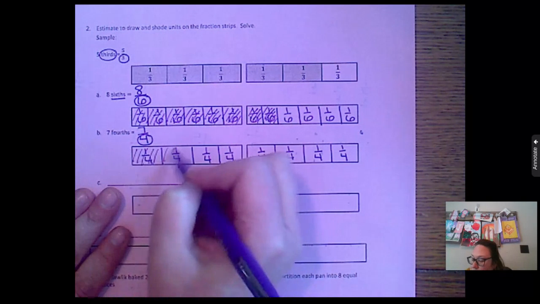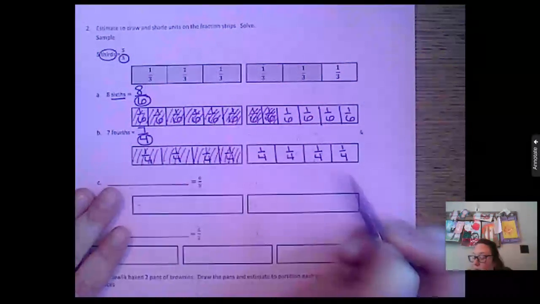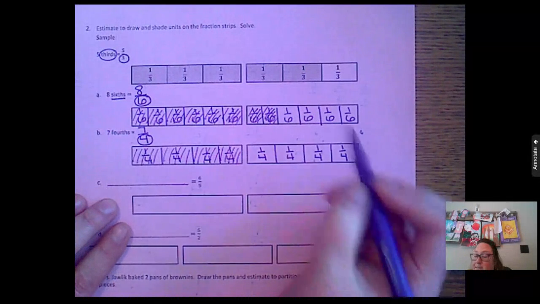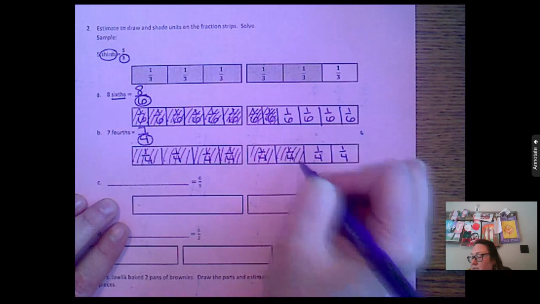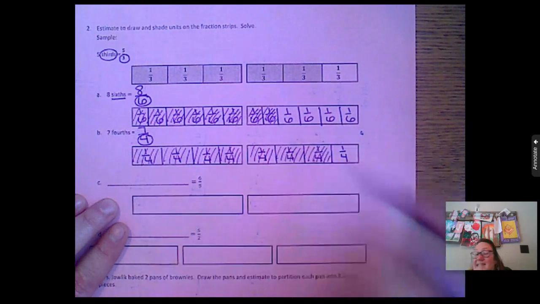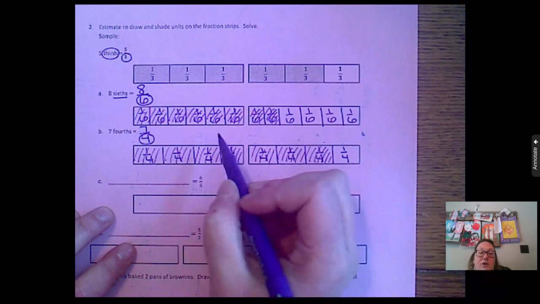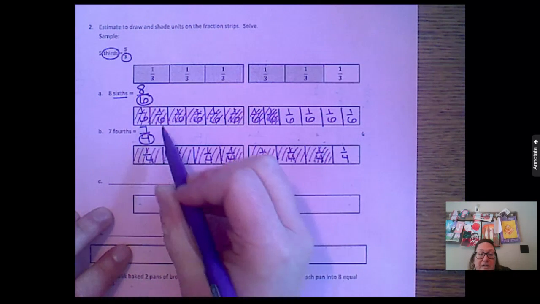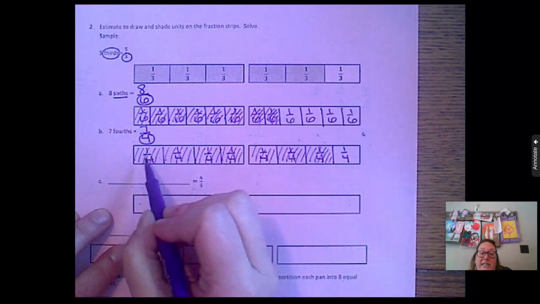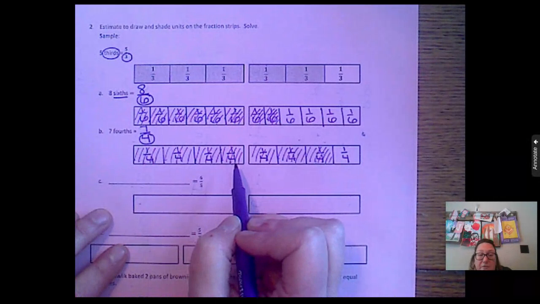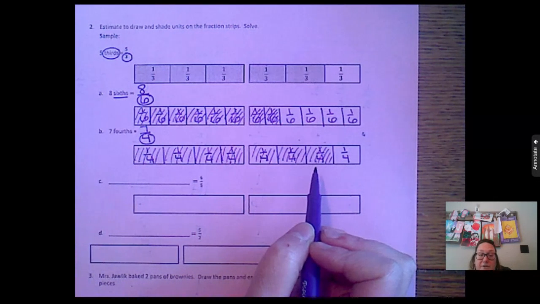So 1, 2, 3, 4. Do I keep going? Yep, I need 7. So I'm at 4, 5, 6, 7. So we almost shaded in 2 wholes, right? Okay. So 7/4 is definitely a fraction greater than a whole. My numerator is bigger than the denominator. And I shaded this whole right here, 4/4, plus 3 more fourths here to give me that 7/4, which is definitely greater than a whole.